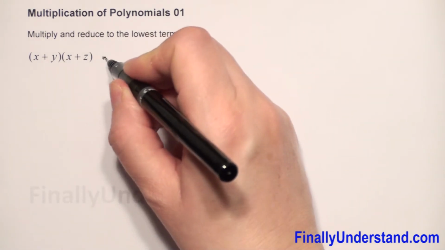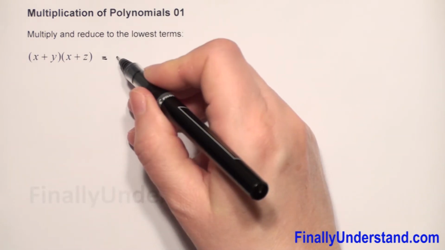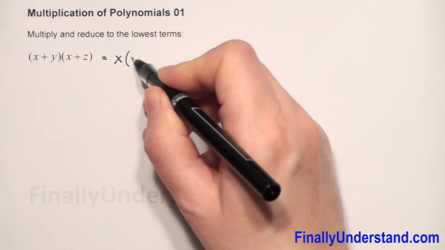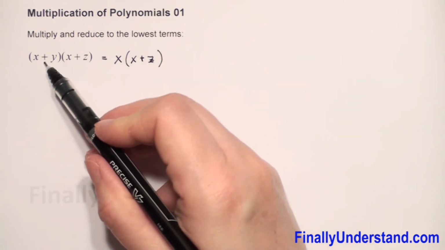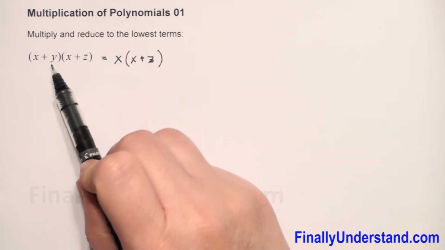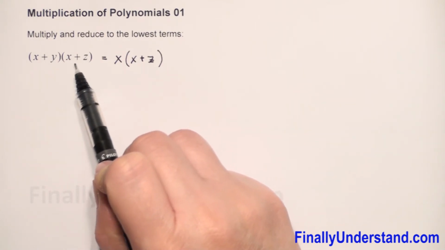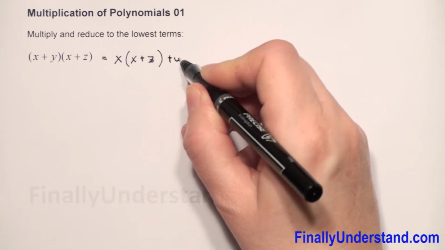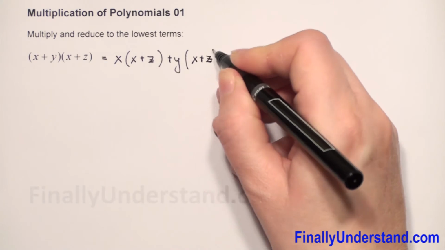So this is equal, we have to multiply x by x plus z, so we can rewrite that this is x times x plus z, and next we have plus y, and y we have to multiply by every term in the second parenthesis, so we have plus y and times x plus z.